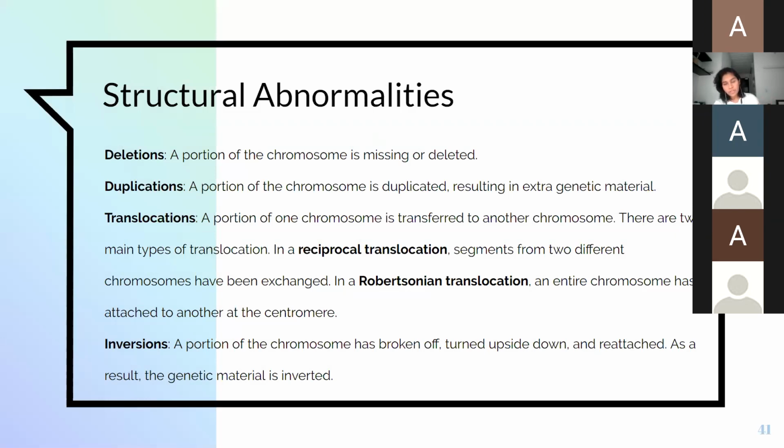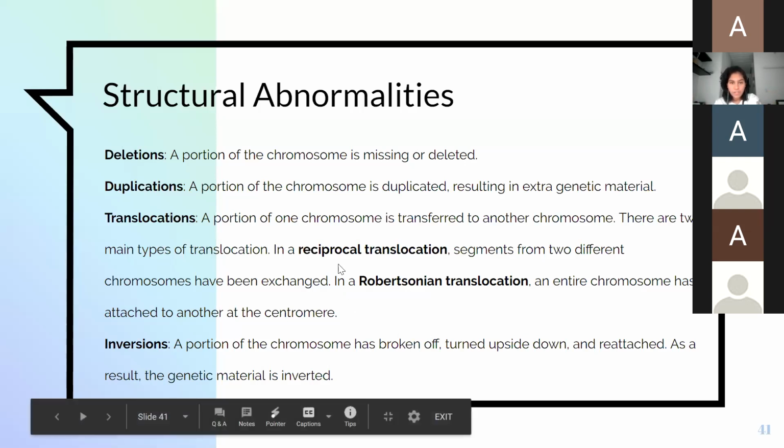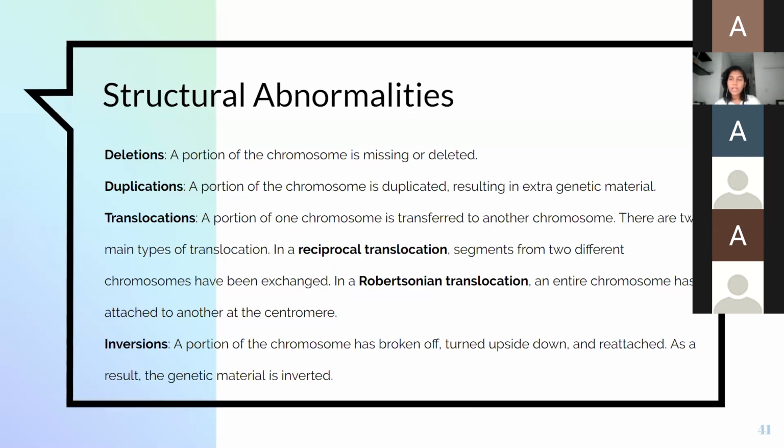And then you have translocations. With translocations, you have what you call reciprocal translocations. This is essentially two parts of chromosomes, one part of a chromosome and another part of a chromosome, that switch and exchange. With the reciprocal translocation, there is no actual genetic loss or gain of DNA or of genes. But in a Robertsonian translocation, this is when an entire chromosome is attached to another at the centromere.